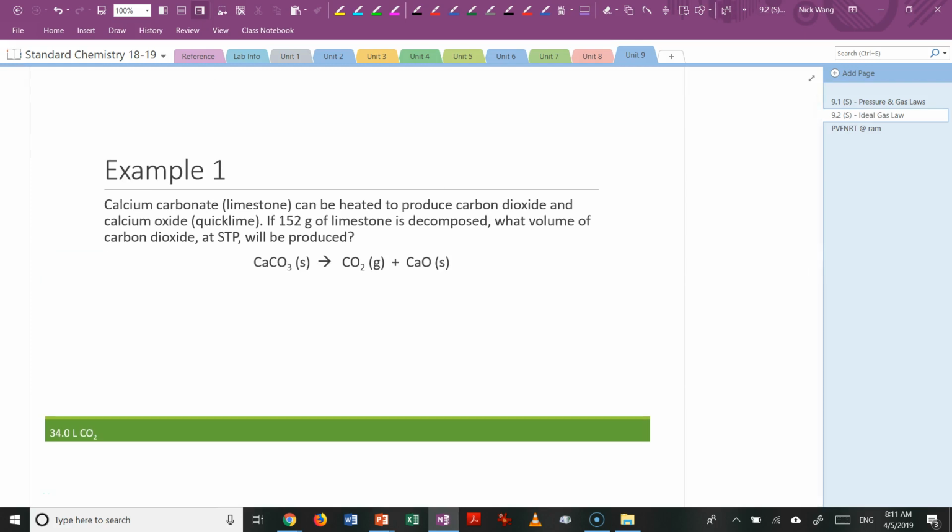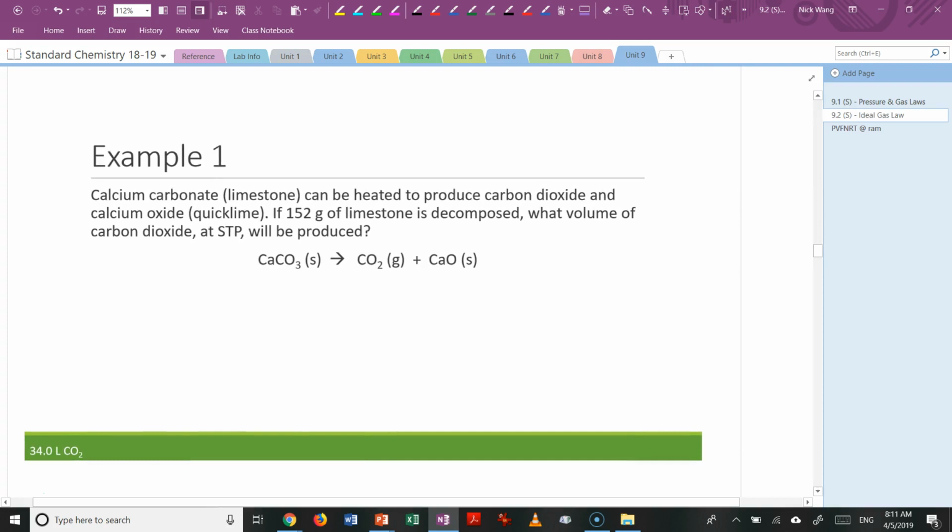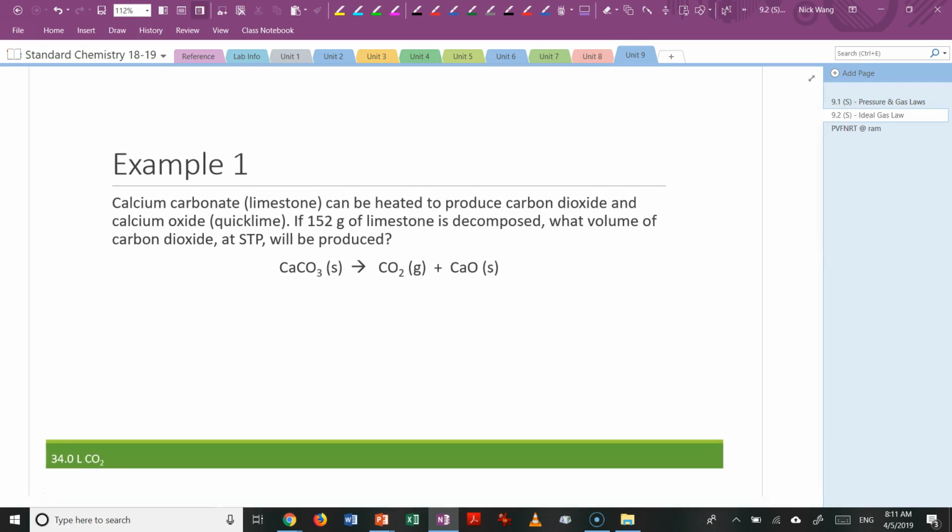So let's take a look at one example here. This one starts off by talking about calcium carbonate, which is often the main component of limestone. It can be heated to produce carbon dioxide and calcium oxide, also known as quicklime. If 152 grams of limestone is decomposed, what volume of carbon dioxide at STP will be produced? Okay, so let's see what we have here. This balanced equation is provided.